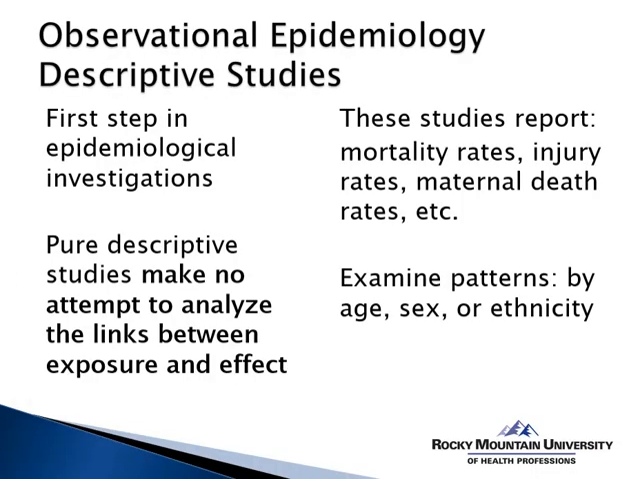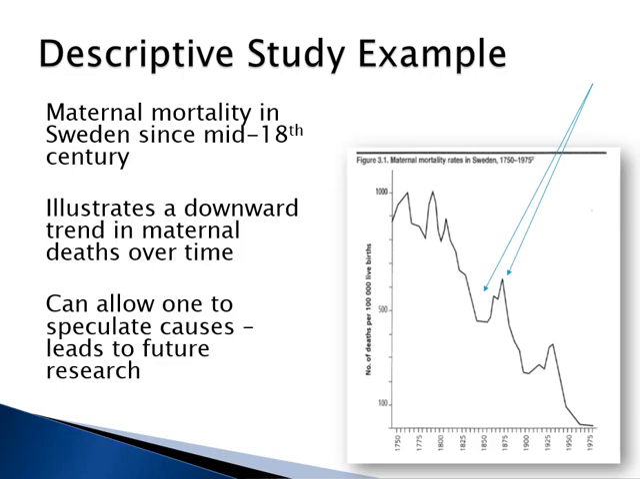So, descriptive studies are the first step in epidemiologic investigations. Pure descriptive studies make no attempt to analyze the links between exposure and effect. These studies report things like mortality rates, injury rates, maternal death rates, things like that. And they might examine patterns by age, sex, or ethnicity. Here is another descriptive study example coming from the textbook.